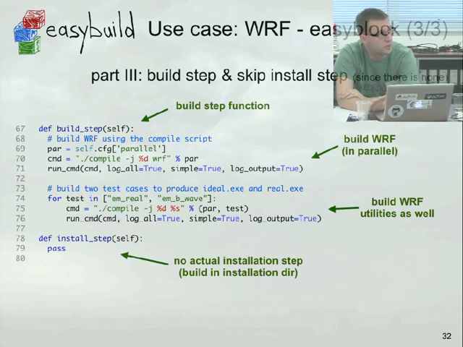If you run the compile script, it will generate a WRF command. But to really use WRF, we actually need two utilities as well, which is ideal.exe and real.exe. The only way to build them is to build a test case. There's no separate make target for that. So we just compile two test cases here, and then we know ideal and real are generated.